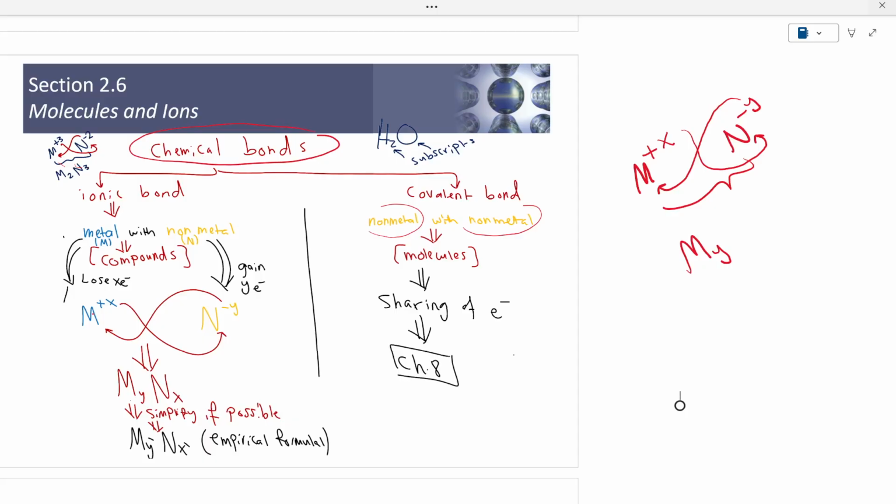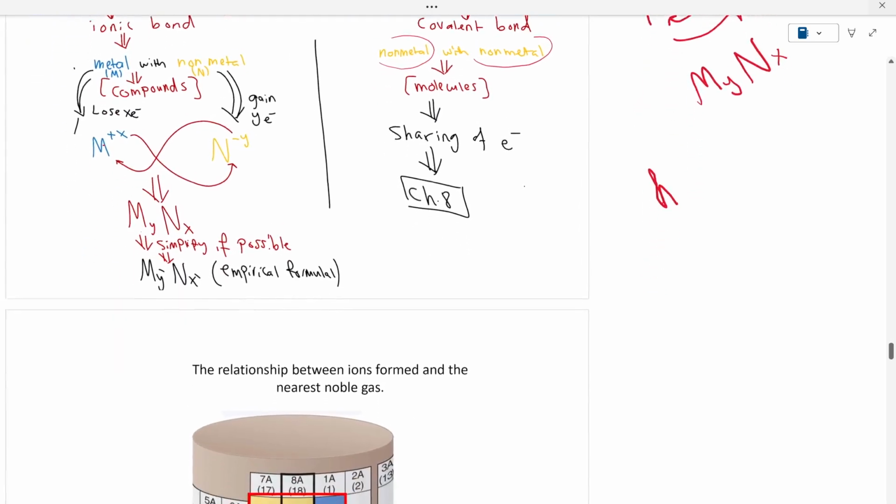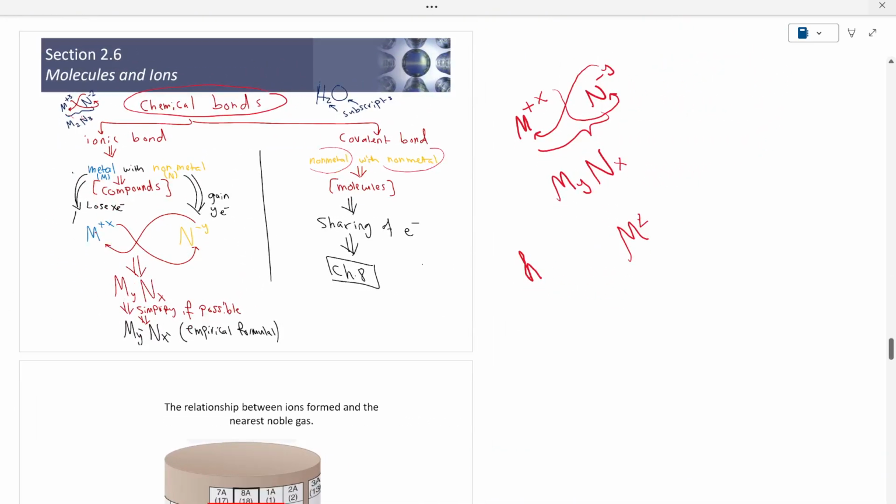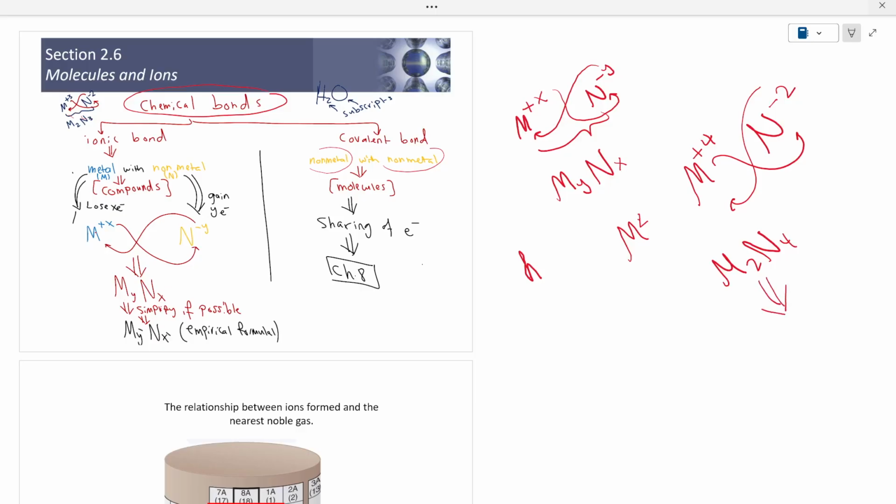So take the absolute value of -y. -y, it's y, and here in x. For example, if I have a metal with a charge of +4 and a non-metal with a charge of -2, then when I combine them with each other, I will form M2N4. Last step, simplify this ratio.